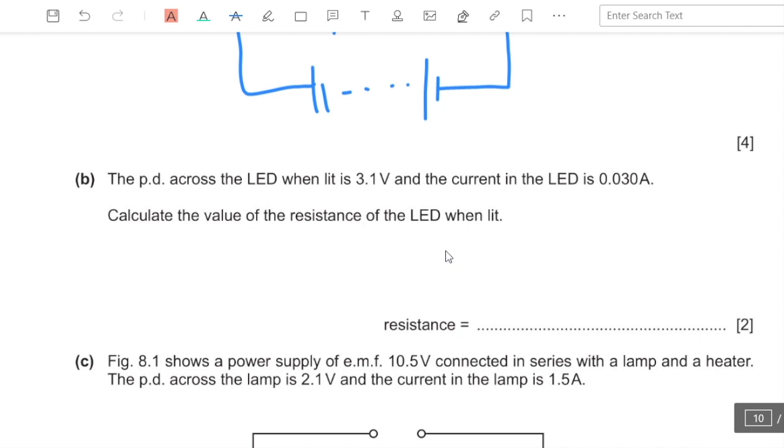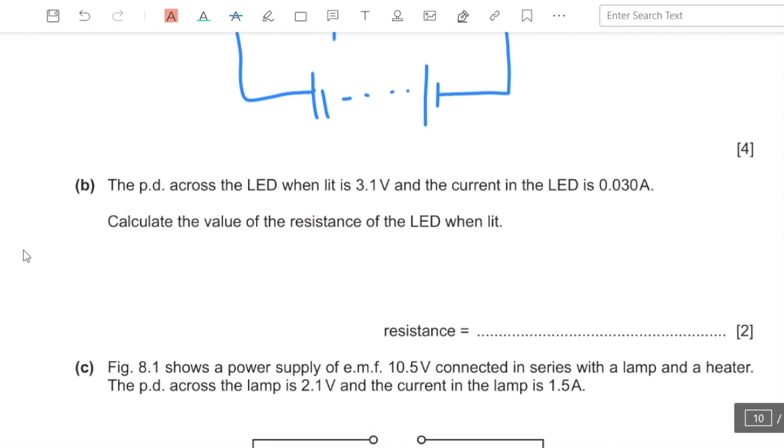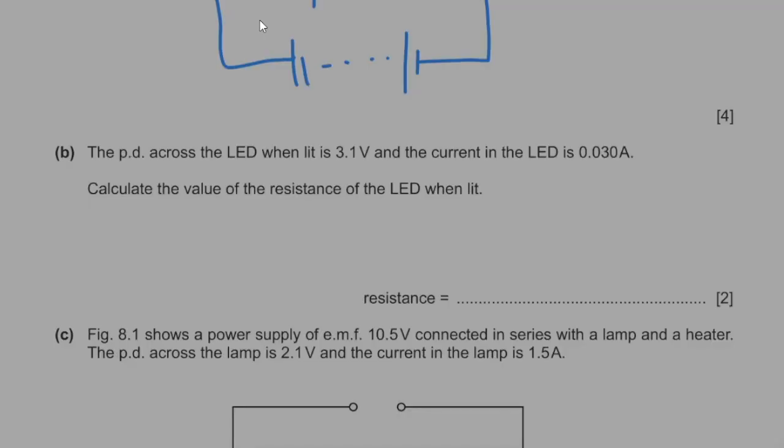B. The potential difference across the LED when lit is 3.1 volts and the current in the LED is 0.30 amperes. Calculate the value of resistance of the LED when it is lit. So resistance is voltage divided by current, which is 3.1 over 0.03, and that means resistance is equal to 100 ohms.